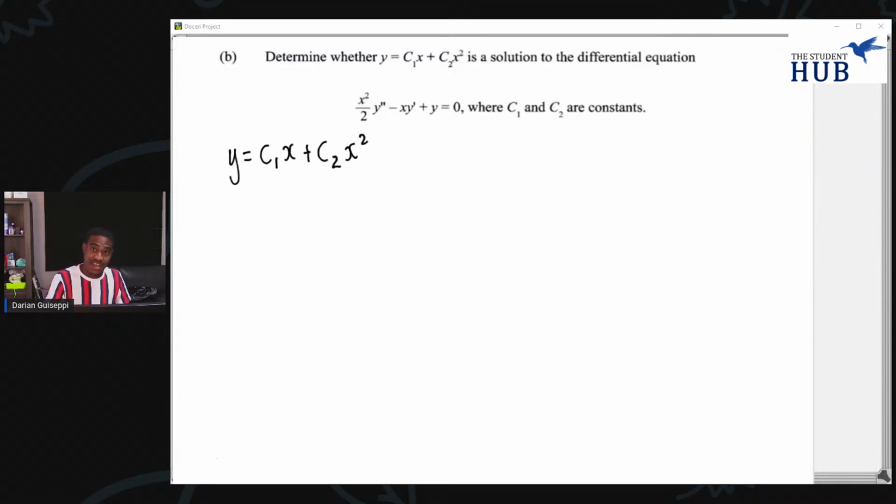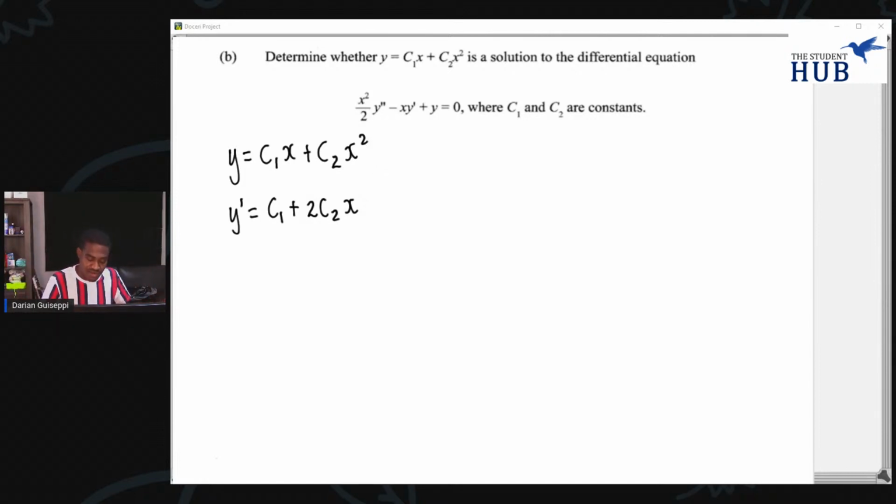Then the second thing I would do is find the first derivative of the solution. So it would be this. The derivative of this is c1, so that's how you get c1 there. And the derivative of this is 2c2x. And that's it. That is your first derivative.